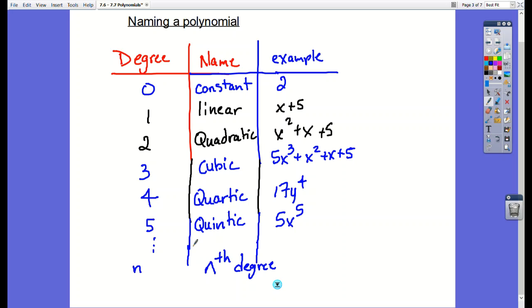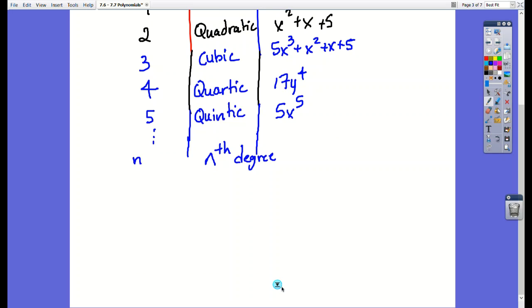Otherwise, we're going to use these words. We're going to practice them, get used to them. These first 4 we use all the time, so you can't get away from them. And then these 2 are not bad to know. So that's naming a polynomial based on degree. Let's name it based on the number of terms.